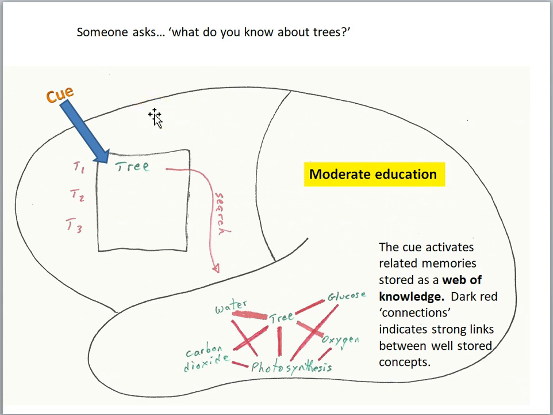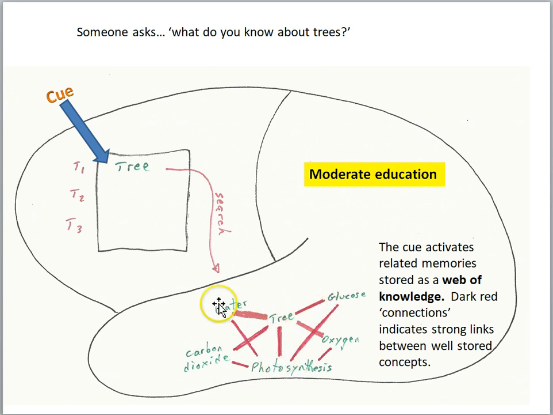So now let's apply this to the educational world, and then we'll see what it means to be educated versus less educated. Let's say somebody asks, what do you know about trees? That will be the cue, loaded up into working memory from my auditory cortex. And so now I've got the concept of tree here in my working memory. The concept of tree is going to be searching my long-term memory systems for related information. Now let's say this person has a lot of information stored in their brain, indicated by all these concepts written in green, and then these red connections.